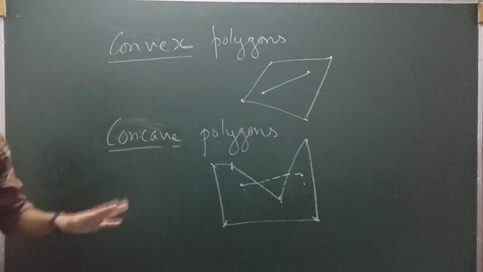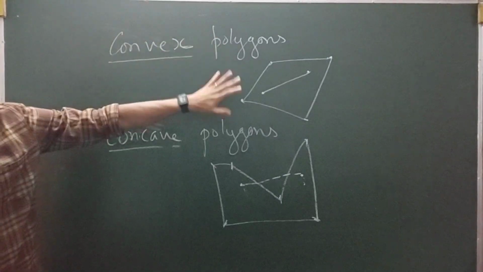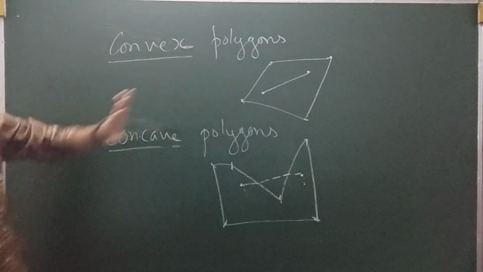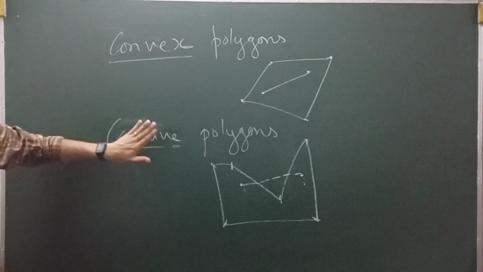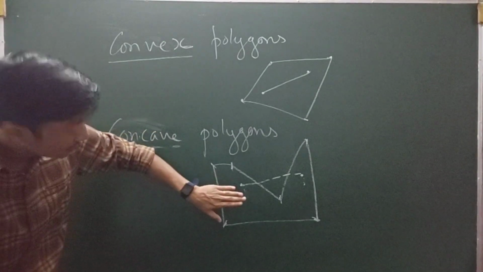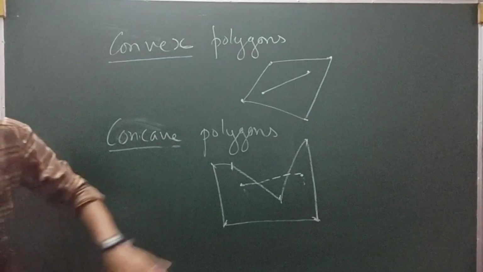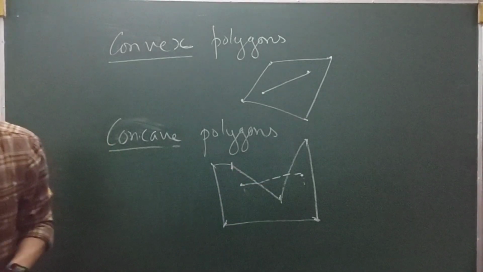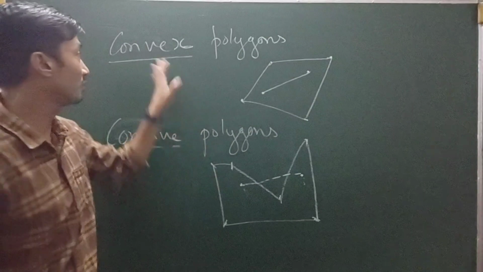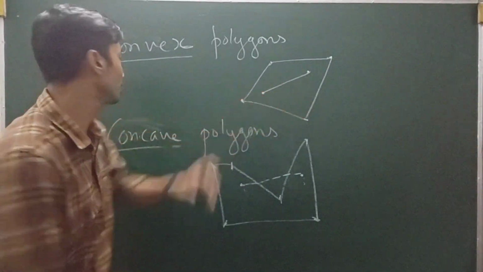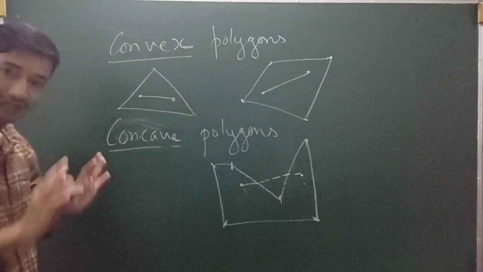Once again, a polygon is said to be convex if the line segment joining 2 points in the interior lies in the interior. A polygon is said to be concave if the line segment joining any 2 points in the interior does not lie completely within the polygon. Got it? Quick recap: convex means you have 2 points in the interior of the polygon, something like this. 2 points inside. You join them, it's in the interior.